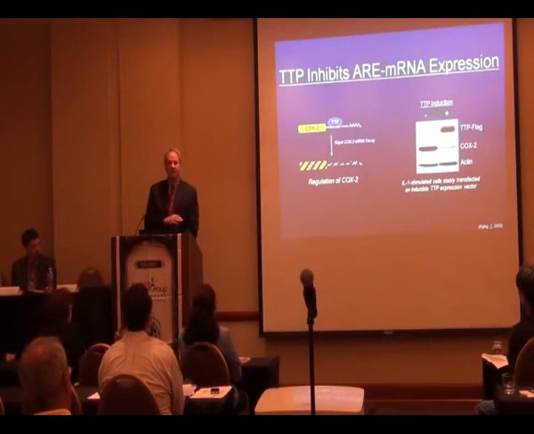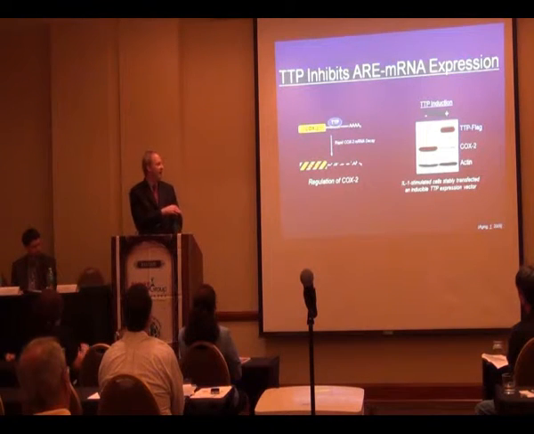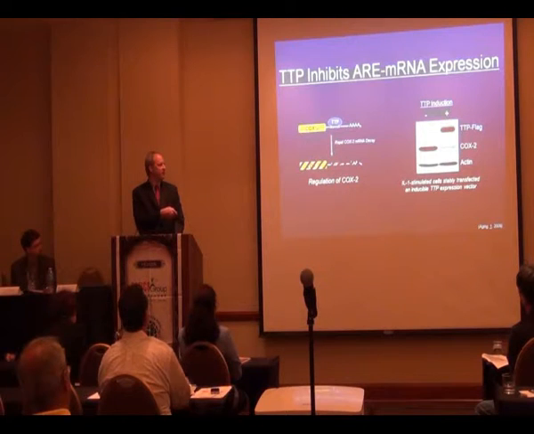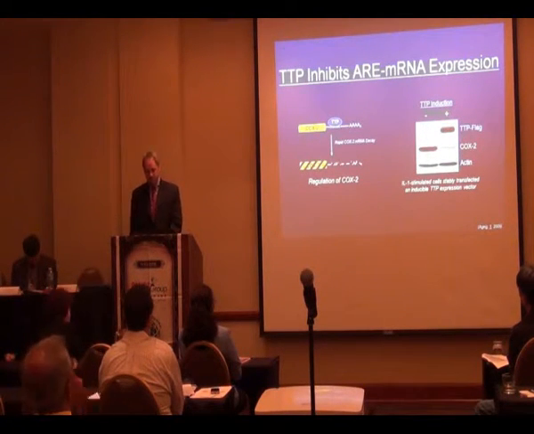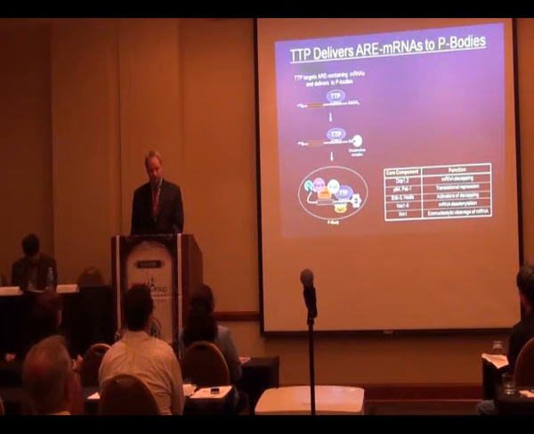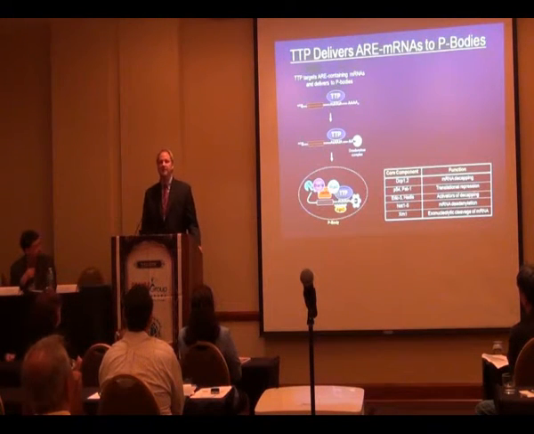And here's just an experiment illustrating how this TTP protein can regulate COX-2 expression. We engineered some cell lines here where we could induce TTP expression using a tetracycline-inducible system. And in this particular cell line, you can see where COX-2 is overexpressed and TTP is present. It robustly downregulates it. So how does TTP make this happen?